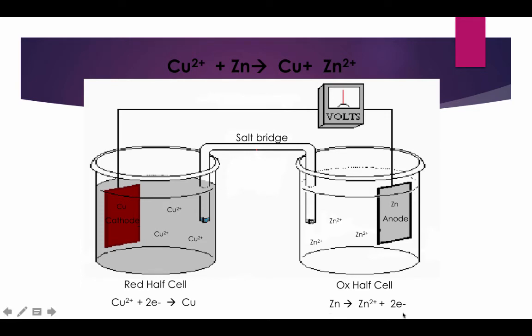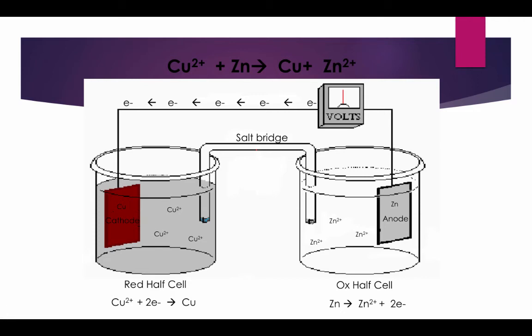Since the oxidation half cell is losing electrons and the reduction half cell is gaining electrons, electrons will flow from the anode to the cathode. The zinc loses electrons, they're transferred through the wire, through the voltmeter, and over to the copper electrode.